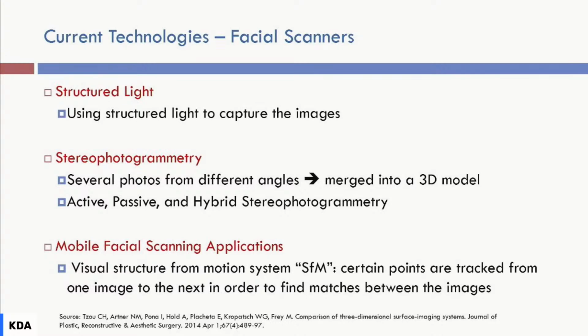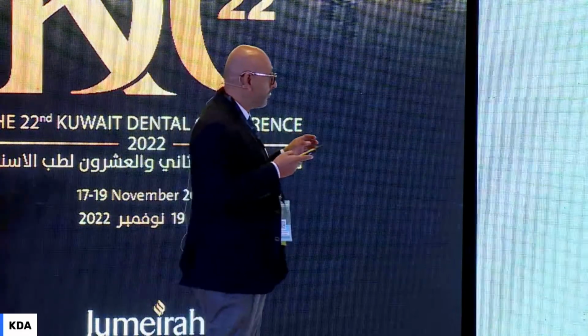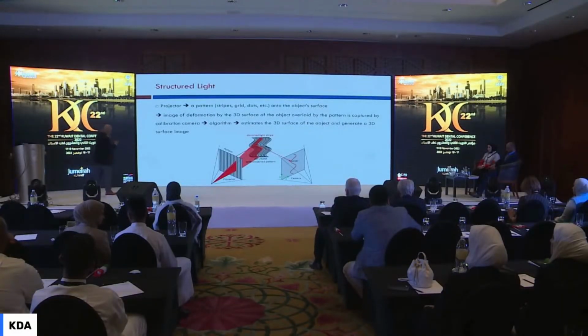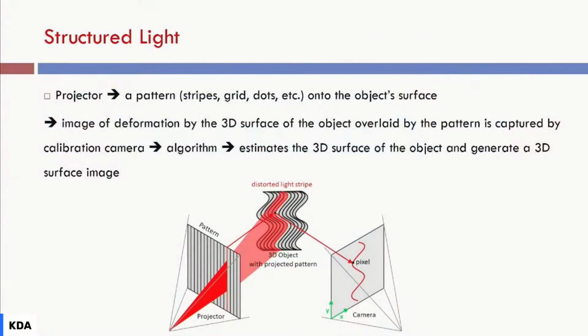The structured light projects light in order to capture an image. Stereophotogrammetry is based on photos taken from different places, and mobile application is based on an algorithm that is able to extract data. So structured light, again, requires a projector. The projector projects the light in a pattern on top of an object, and then you get the reflection being measured by a camera. Based on the deflection of those light sources, we have an algorithm that will calculate all of that. Based on the distance, it will estimate the 3D surface of an image.